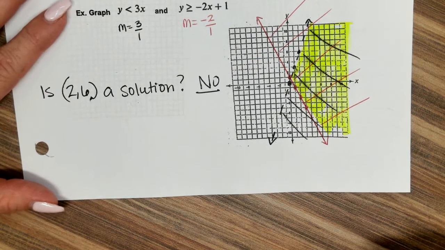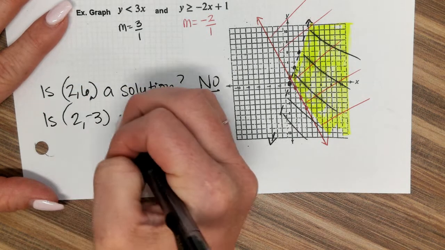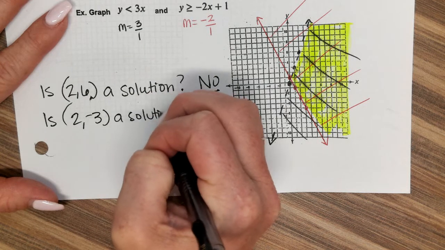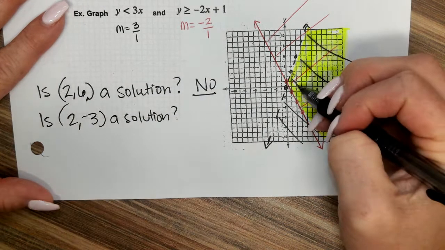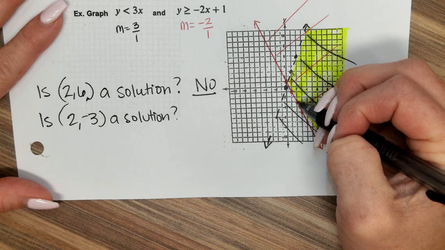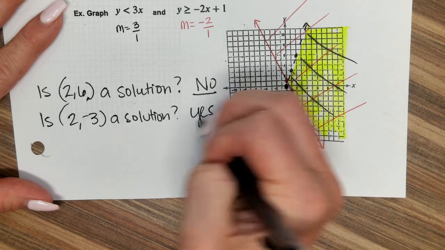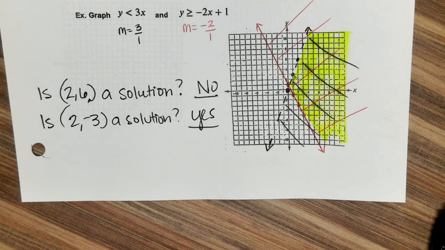One more. Is (2, -3) a solution? Here's 2. Here's -3. Why is that one a solution? That's a solid line that's within the range. Yes? Does everybody understand the difference?